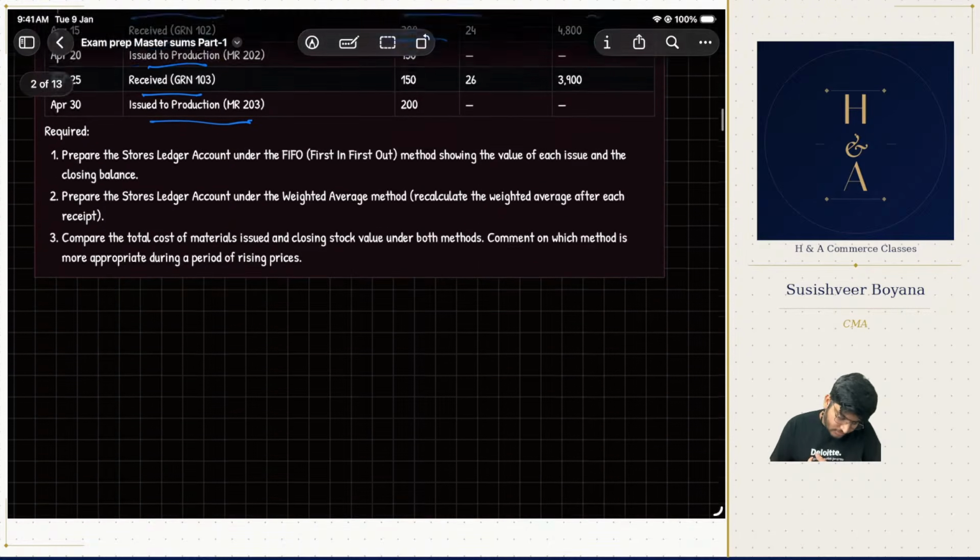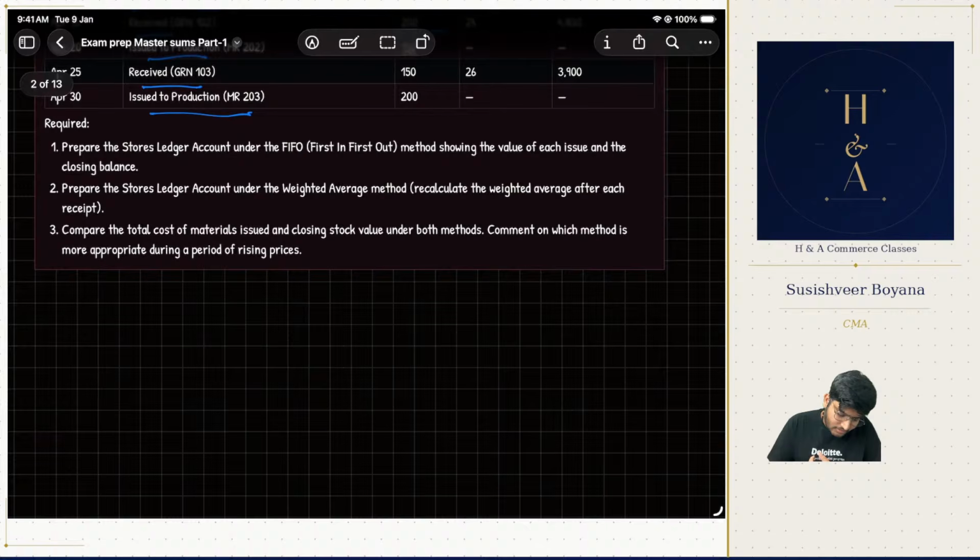Okay. So what is the question asking? Prepare the stores ledger account under FIFO, first in first out, showing each value at each issue and the closing balance. Similarly, prepare the stores ledger account under the weighted average method, recalculating the weighted average after each receipt.